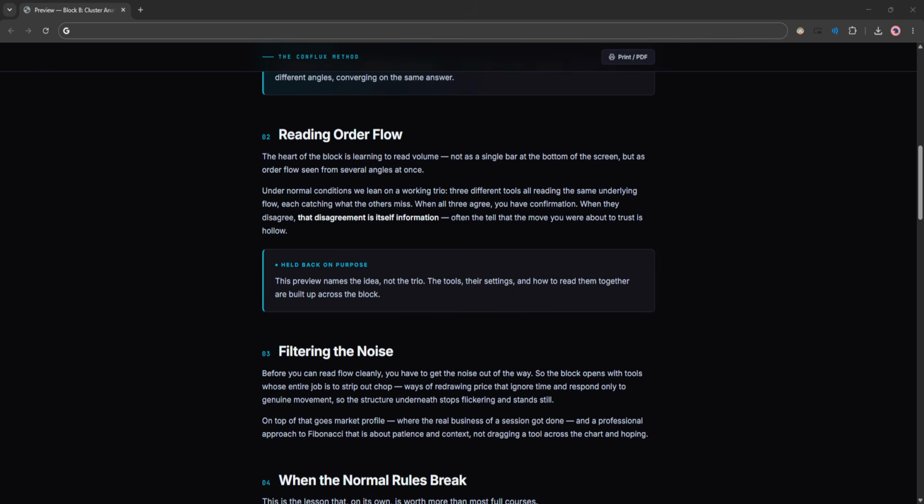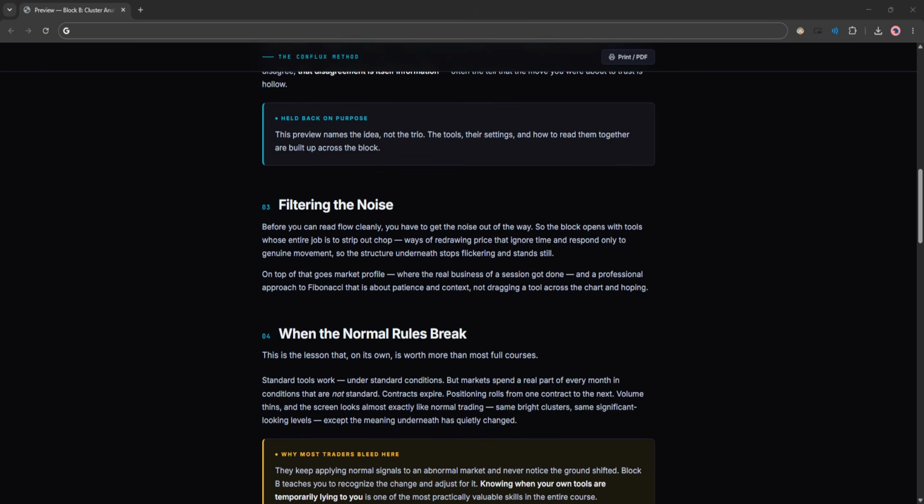Before you can read flow cleanly, you have to get the noise out of the way. So Block B opens with tools whose entire job is to strip out chop, ways of redrawing price that ignore time and only respond to genuine movement, so that the structure underneath stops flickering and starts standing still. On top of that, we layer market profile, where the real business of a session got done, and a professional approach to Fibonacci that is about patience and context, not dragging a tool across the chart and hoping.